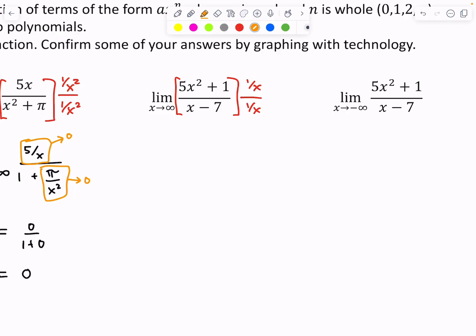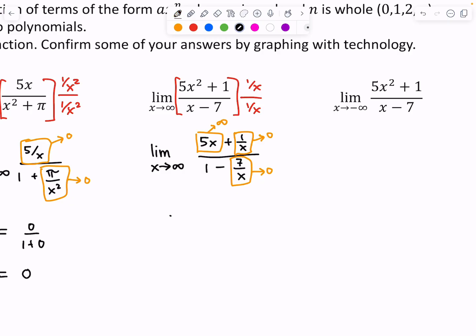Also notice this time we're doing the two limits as separate problems. You'll see why in a moment. Distribute and simplify. We have a limit as x goes to infinity of (5x plus 1 over x) over (1 minus 7 over x). Now both of these subfractions will approach 0, but there's also an x here with the 5, and 5 times x as x goes to infinity will approach positive infinity. So this limit will be positive infinity plus 0 over 1 minus 0, which will be a positive infinity limit.